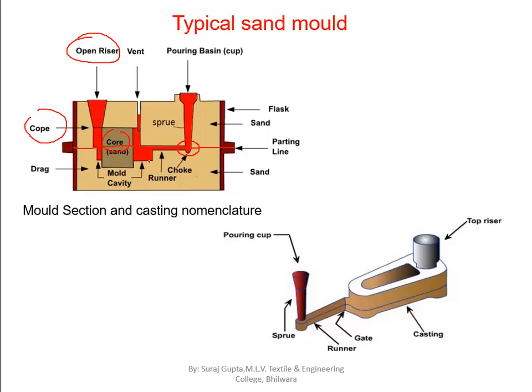So after solidification, we will have this type of solidified metal. Why has this part been made? Because this is the pouring cup. This shape is produced, but it is not part of the product. And this riser is also not part of the product. The part of the product is only this section up to this part.